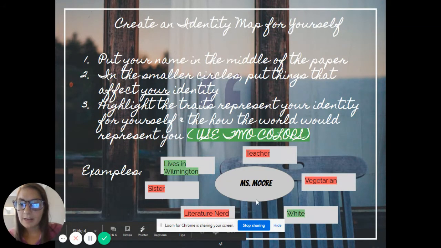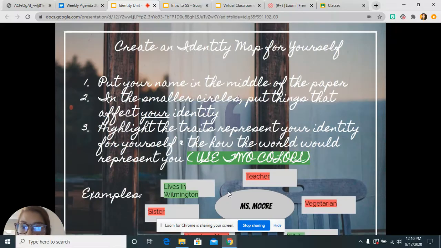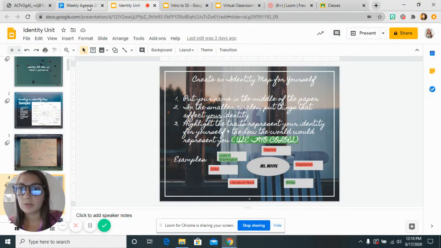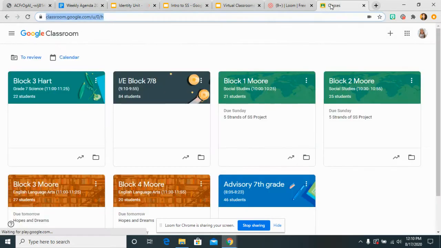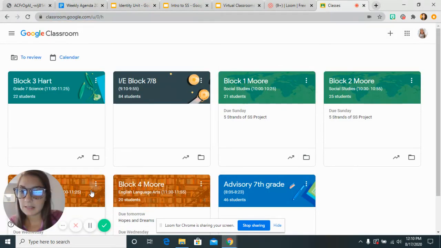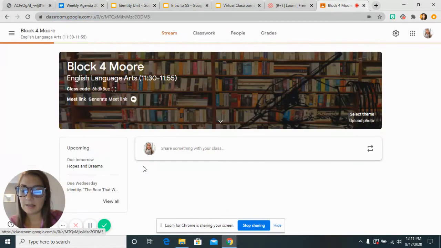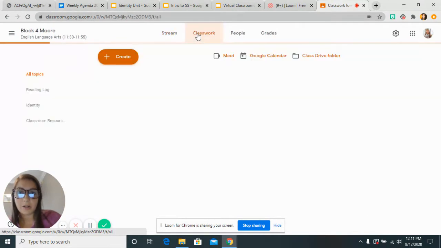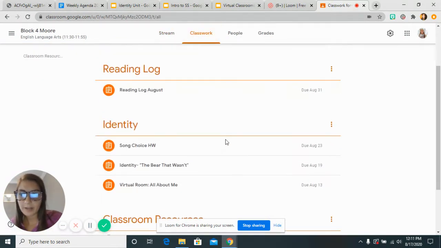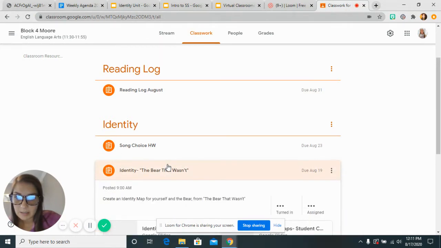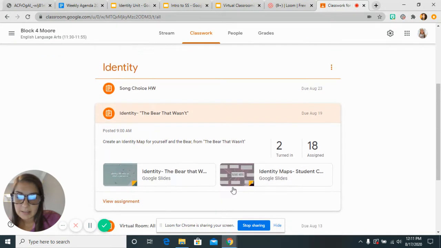So in order to find your identity chart where you need to go to make your own, you go to Google Classroom, and this is in ELA, so we'll do block 4. You can go under classwork. We are in the identity unit. So this assignment is called Identity, the Bear That Wasn't. Let's go ahead and click on that.